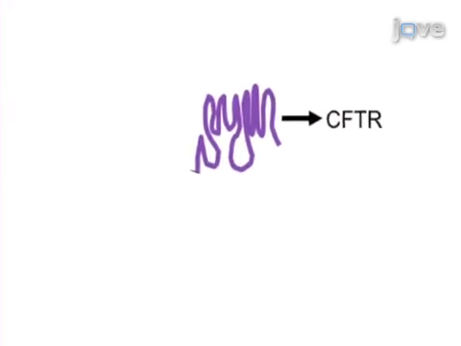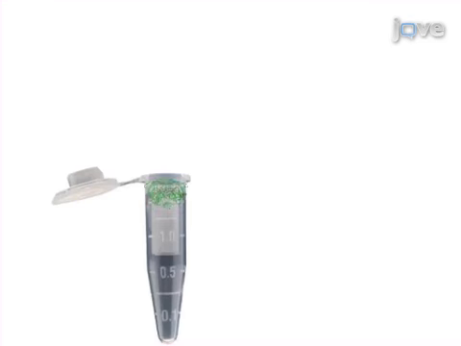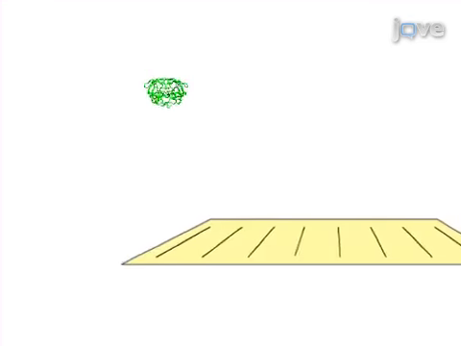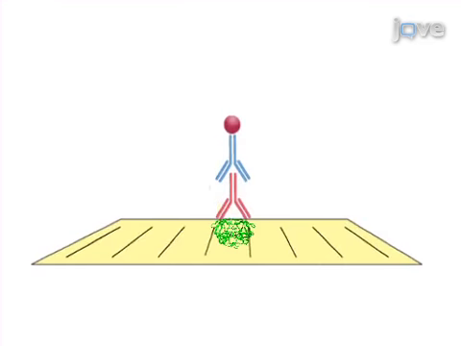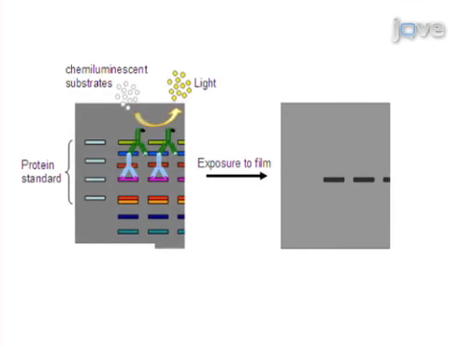Then, the CFTR and binding proteins are combined in vitro to assemble the CFTR-containing macromolecular signaling complex. The formation of CFTR macromolecular complexes is then assessed via Western blotting.